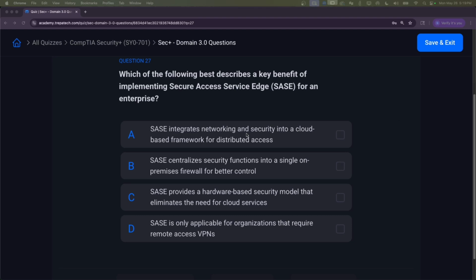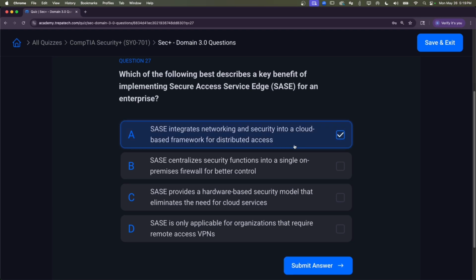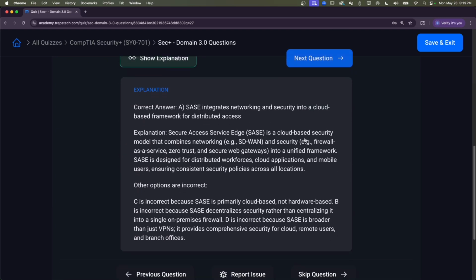I'm going to go with A here. SASE integrates networking security into a cloud-based framework for distributed access. Remember, SASE is not a physical device, right? It's going to be virtualized. It's going to be in the cloud or at the edge, but virtualized. Pause the video if you'd like to read the explanation.